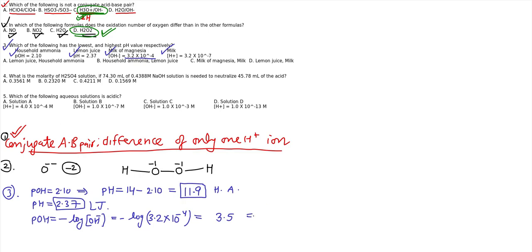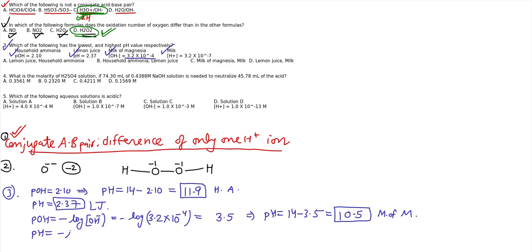This is pOH, so you can calculate pH again as 14 minus 3.5. And how much will this be? 14 minus 3.5, 10 minus 5 will be 5, and 3 minus 3 is 0 and 1, so it is 10.5. So this was your milk of magnesia, and the last one is milk, where the H plus ion concentration is given.